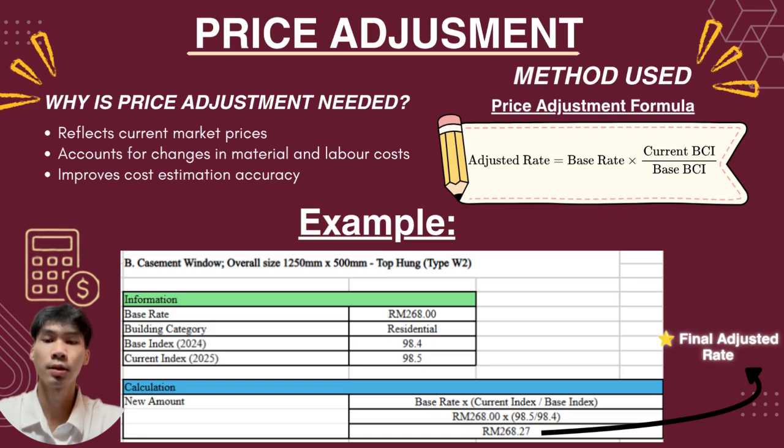The method we use here is the building cost index. The formula is adjusted rate equals base rate multiplied by column BCI over base BCI. In our example, we use a casement window with a base rate of 268 ringgit. The base index is 98.4 and the column index for 2025 is 98.5. So when we apply the formula, we get the final adjusted rate of about 268.27 ringgit.